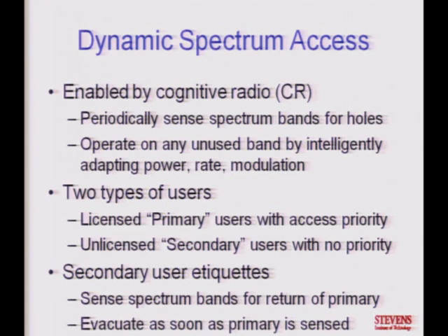So how the whole thing works is you periodically scan spectrum bands for holes, which are the white spaces, and the licensed primary users have access priority to that band, but the unlicensed secondary users who don't have priority can borrow that band when it's not in use, but with the agreement that they evacuate as soon as the primary is sensed. So they keep sensing periodically. If they see that there is a primary signal, they have to leave the band.